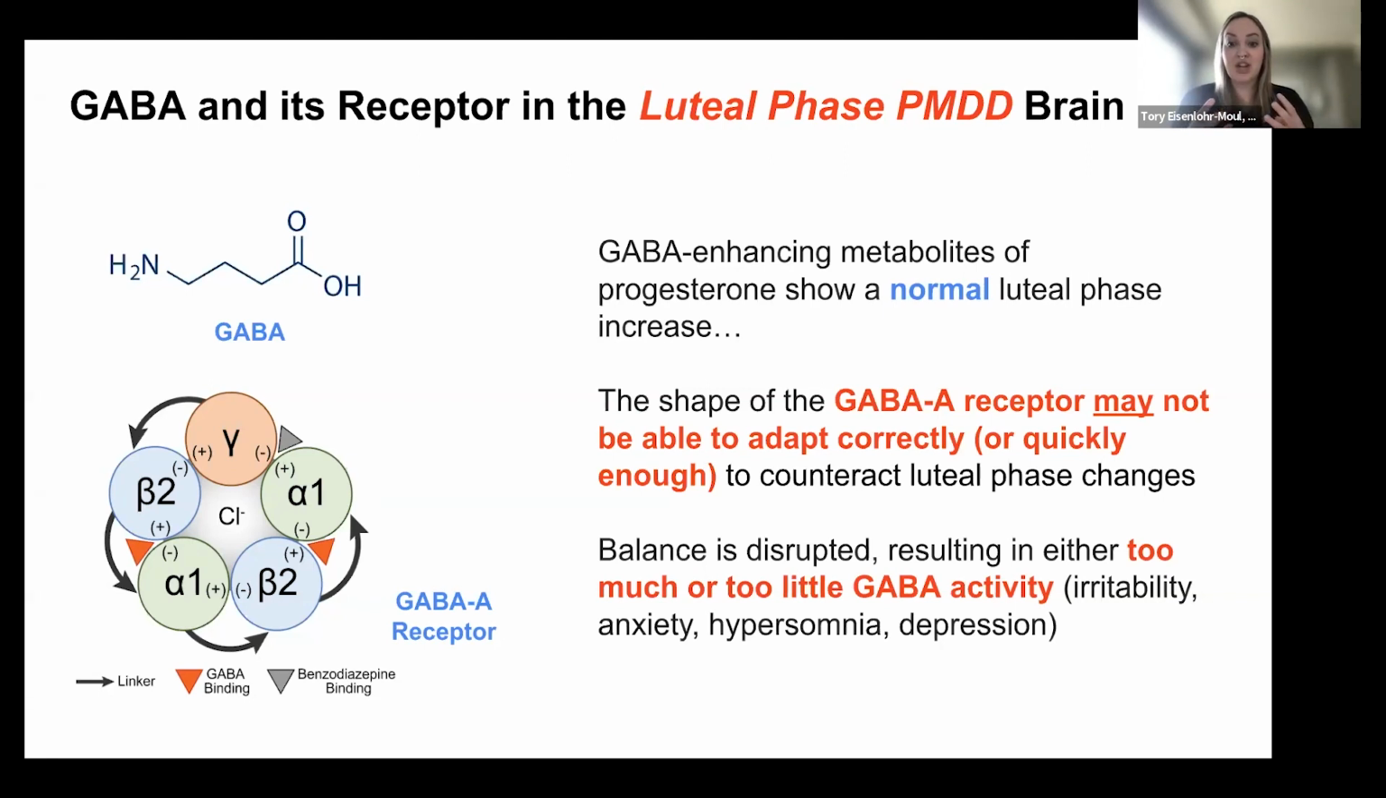function normally despite this change, we think that in PMDD, or at least in animals who act like they have PMDD, this puzzle piece rearranging of the subunits doesn't happen correctly, or it happens really slowly. And so instead of your brain being able to adapt really quickly to this and counteract the luteal phase changes and function normally, suddenly there is either too much or too little GABA signaling. And so you can get irritability, anxiety, hypersomnia, where you sleep too much, depression. It can really throw things off kilter. So this is something that we think might be part of the luteal phase symptom profile too.